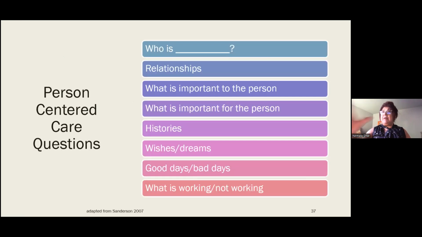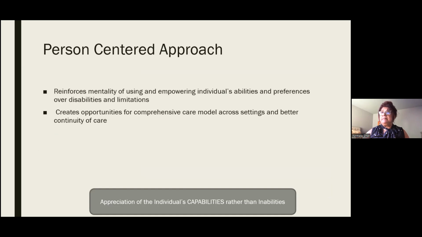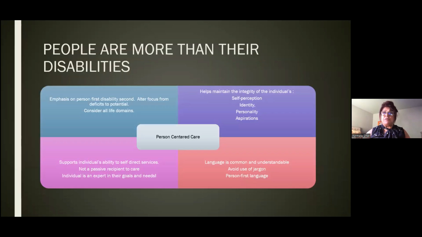So you need to be writing all of this: who the person is, what are their important relationships, what is their history, what are their hopes and dreams, how do their symptoms impact a good day and a bad day, and what can nursing home staff do to help with that in terms of what's working and what will not work. So it reinforces a culture of using and empowering individuals' abilities and preferences over disabilities and limitations. You know, nursing homes can be very medicalized. They're looking at medical diagnoses, medical interventions. Well, this is the person's home. Adaptation of the individual's capabilities rather than their inabilities. That's what you're going to focus on.